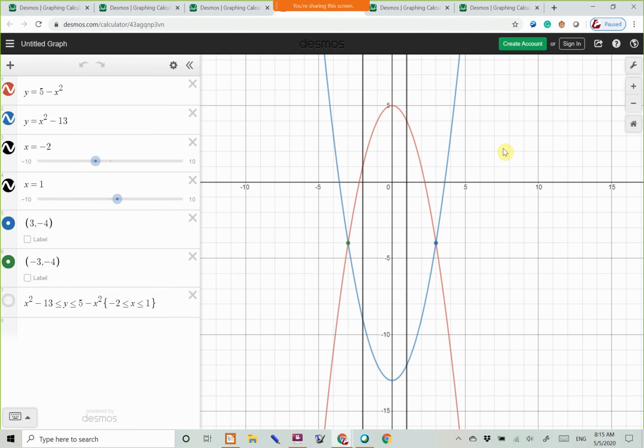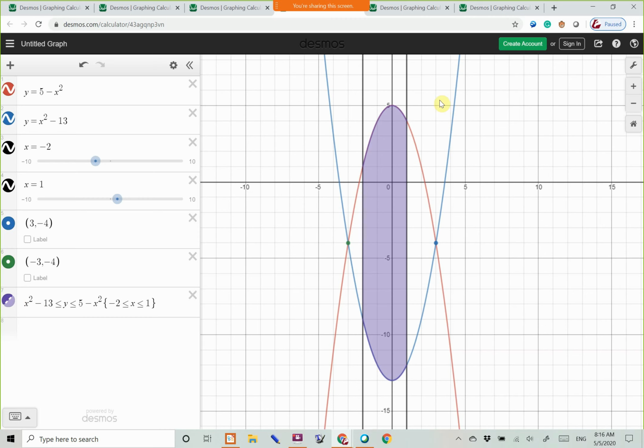So you see here the upside down parabola in red, and a right side up parabola that's been shifted down 13 units. You'll see the vertex of the parabola is down at y equals negative 13. And the region that we were asked about, the question said for x between -2 and +1. So that's this purple region here. One thing to notice is that the red curve is above the blue curve in this purple region, right?